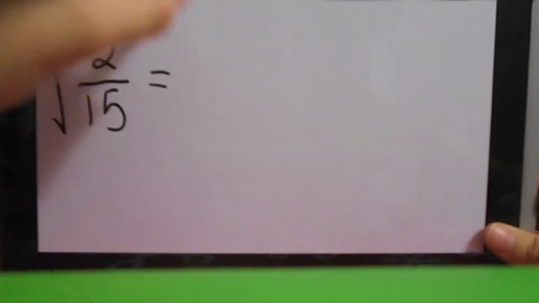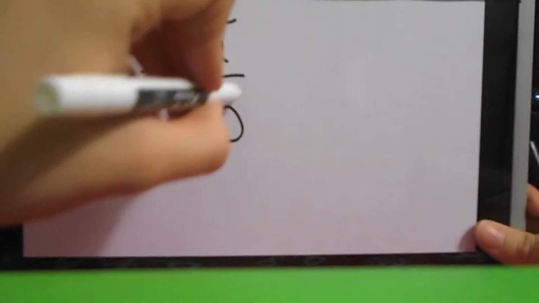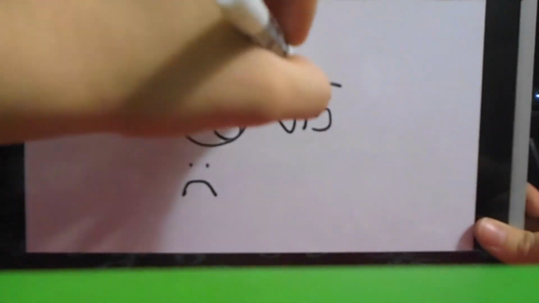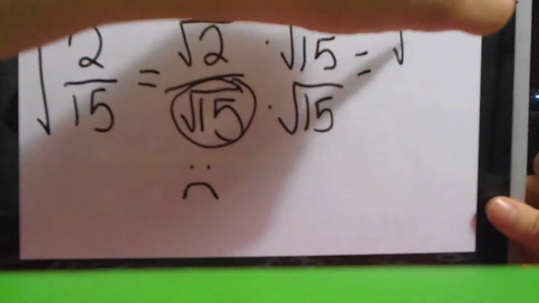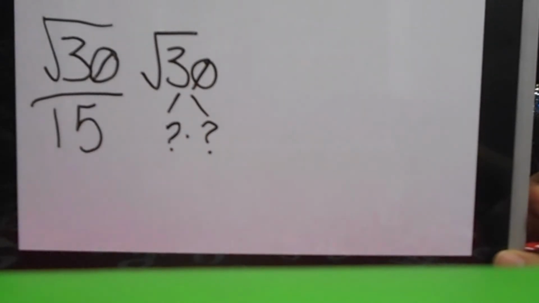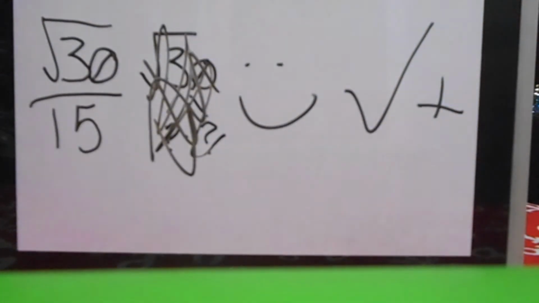The square root of 2 over 15 is equal to radical 2 over radical 15. Radical 15 isn't a perfect square, sad day. But we can multiply both the top and bottom by radical 15 to get radical 30 over 15. Can the square root of 30 be broken down? Let's see. Radical 30 can't be broken down into any perfect squares either, but since it's in the numerator, it's alright. Our final answer is radical 30 over 15 since it can't be reduced any further.